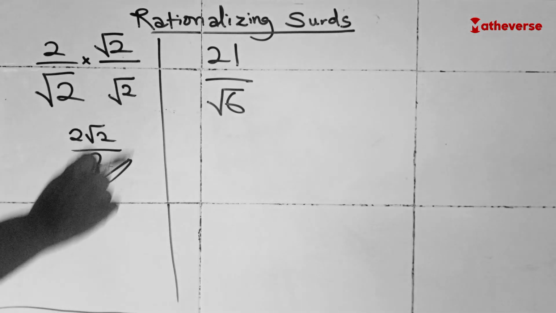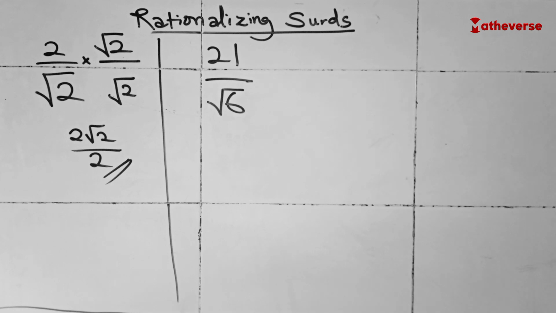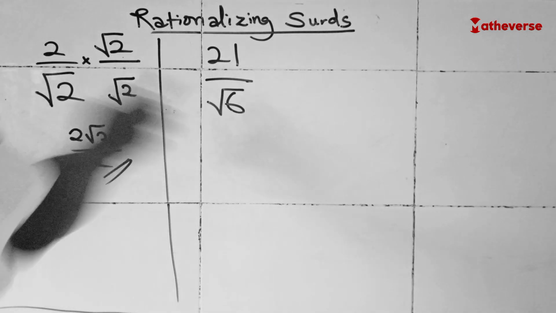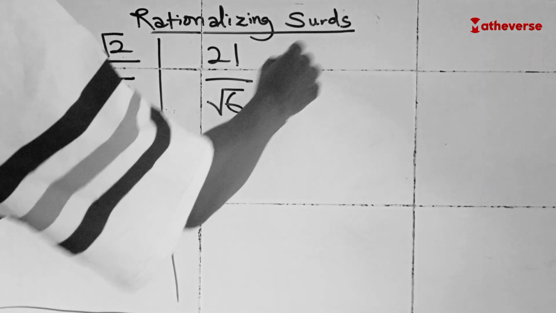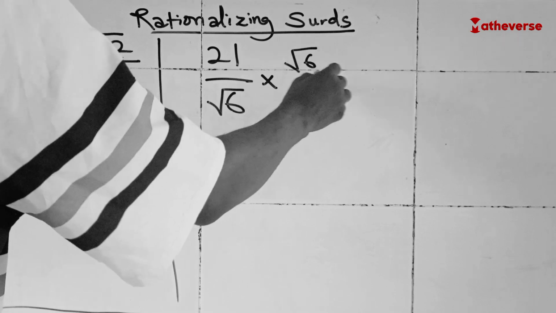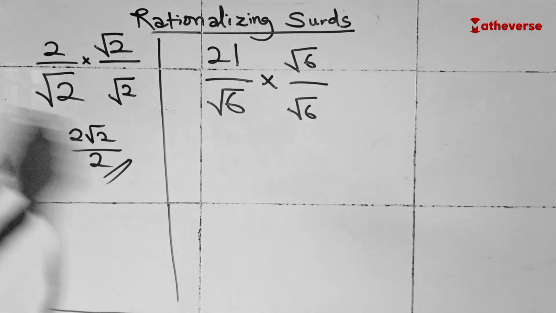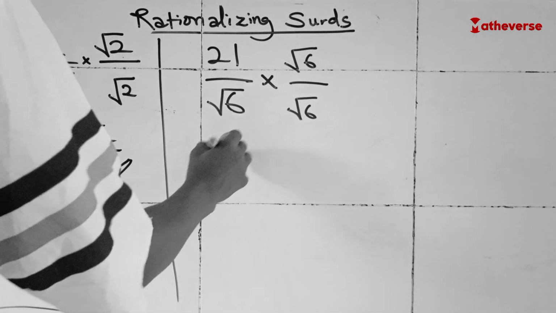Okay, 21 over root 6. This is interesting. Now, how do you solve a question like this? Now, we are seeing that there is a surd as the denominator, so we have to get rid of it. So what do we do to get rid of it? You multiply the numerator by root 6. You multiply the denominator by what? Root 6.